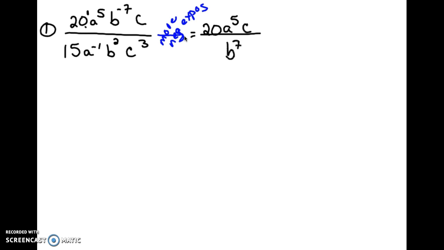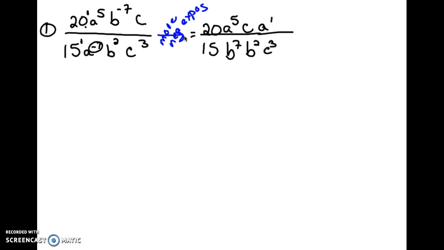C can stay up top because it has a positive exponent. 15 has a positive exponent. Let's see here, a to the negative 1 is going to have to pop up to the top, a to the 1. B squared can stay on the bottom, and c cubed can stay on the bottom.